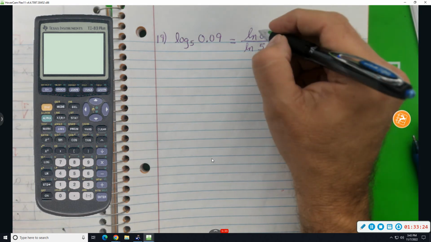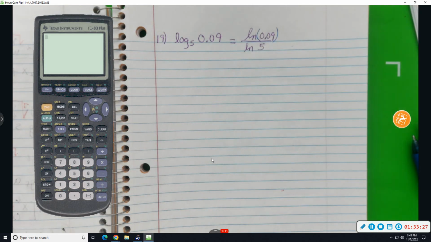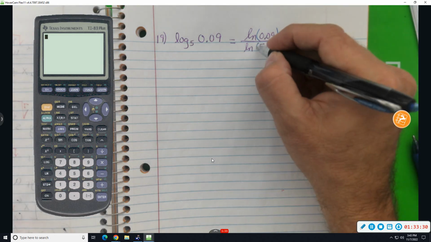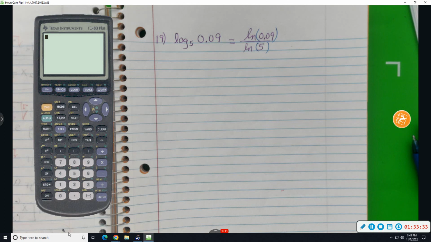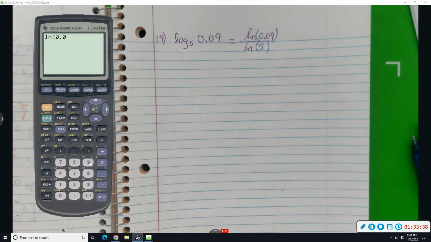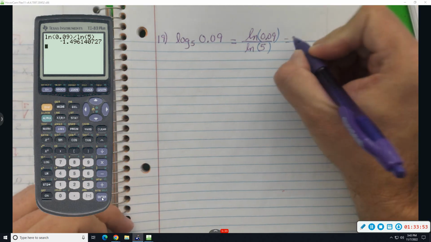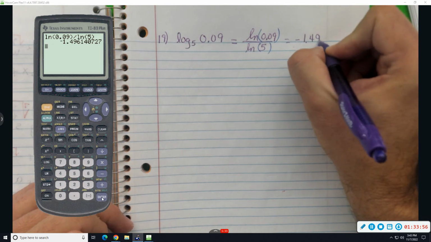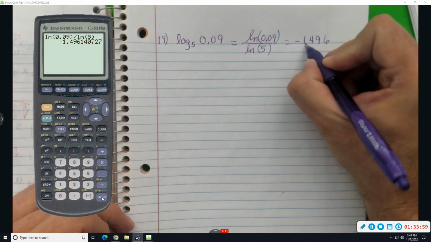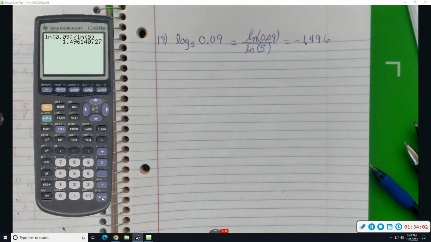Just make sure that you close those parentheses if your calculator opens them. Okay, I'll go ln 0.09, close parentheses, divided by ln 5, close parentheses. Rounding to 4 decimal places, negative 1.496. Do I leave that 1 as a 1 or should I round it up to a 2? A 1?